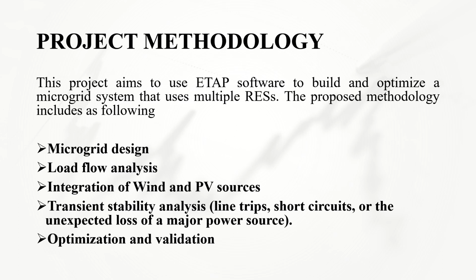This will include conducting a short circuit fault in the system, or isolating one of the feeders from the system, to check whether the system can maintain stability after the fault or not. After everything is done, we'll optimize and validate the whole power system in ETAP software.